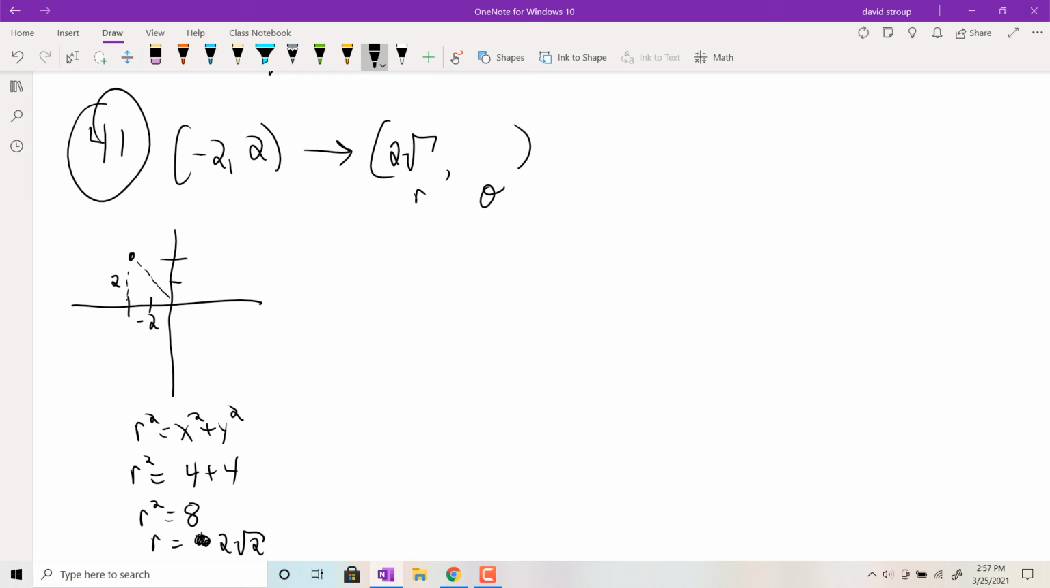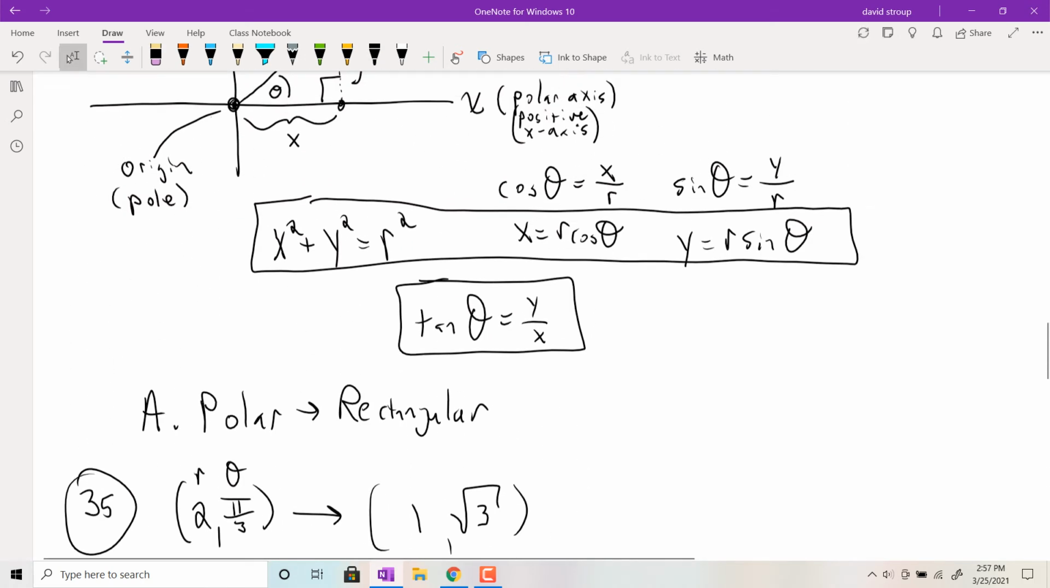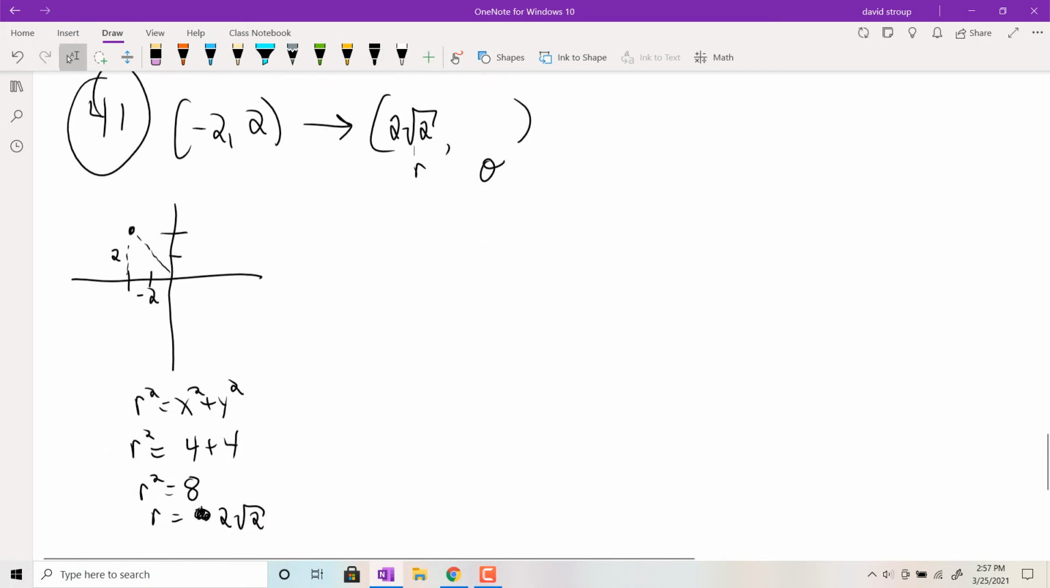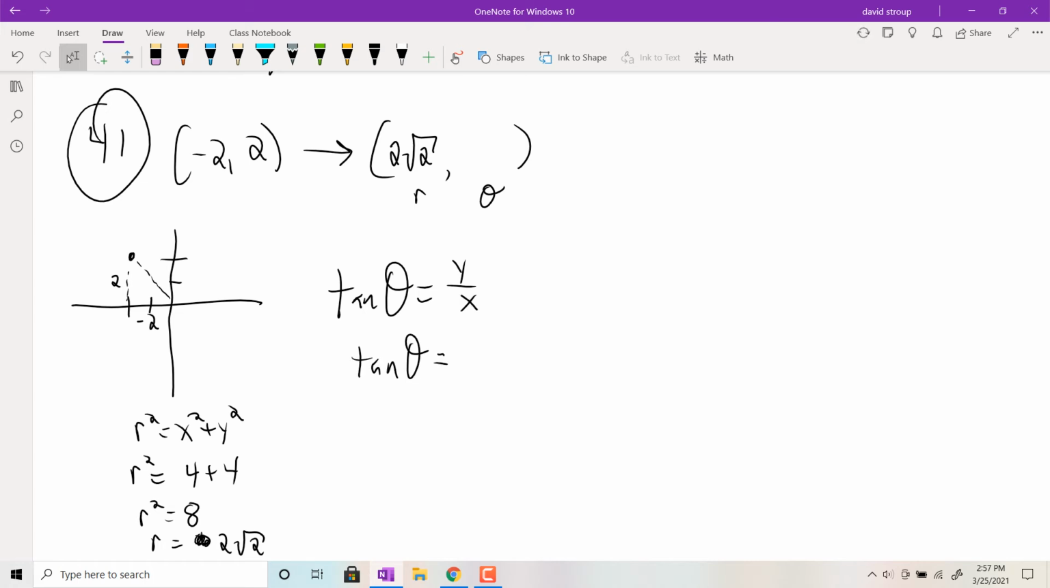One thing down, one to go. So what about theta? How am I going to get theta? Well, you can use this other formula, tan of theta, and then you're going to have to use an inverse tan. So tan of theta is, from the formula, y over x. In this case, just substituting in, we have 2 all over negative 2, which is negative 1. And then I want tan inverse of negative 1.